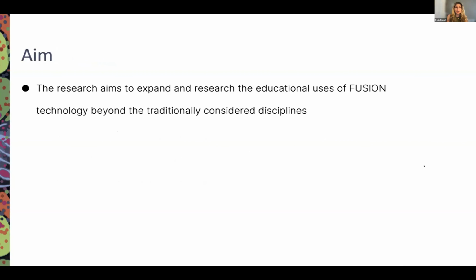So the aim of the research at hand is to expand and look into the educational uses of the fusion technology beyond the traditionally considered disciplines. So the research is a little bit more public health focused as in comparison to true wet lab research.